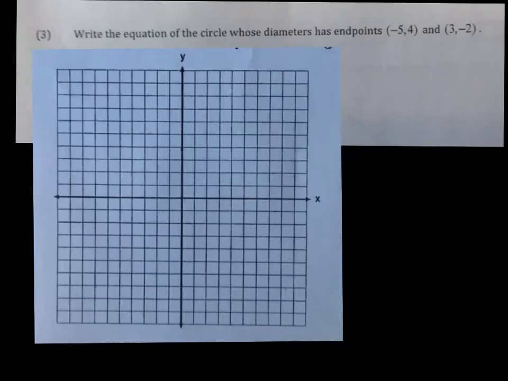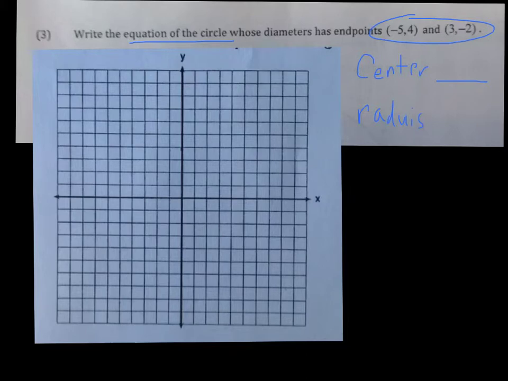Okay, and the final question, we're asked to find the equation of a circle again, but we are not given the center, and we're not given the radius. All we're given are 2 endpoints to the diameter of a circle. So just a little help on this question, getting it started for you. The first thing we want to find out is what the center of that circle is. We also want to find out what the radius is equal to.